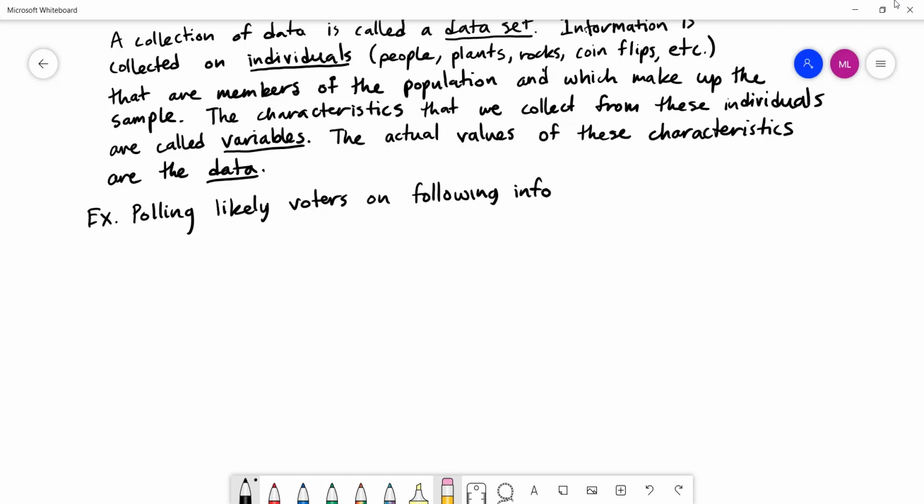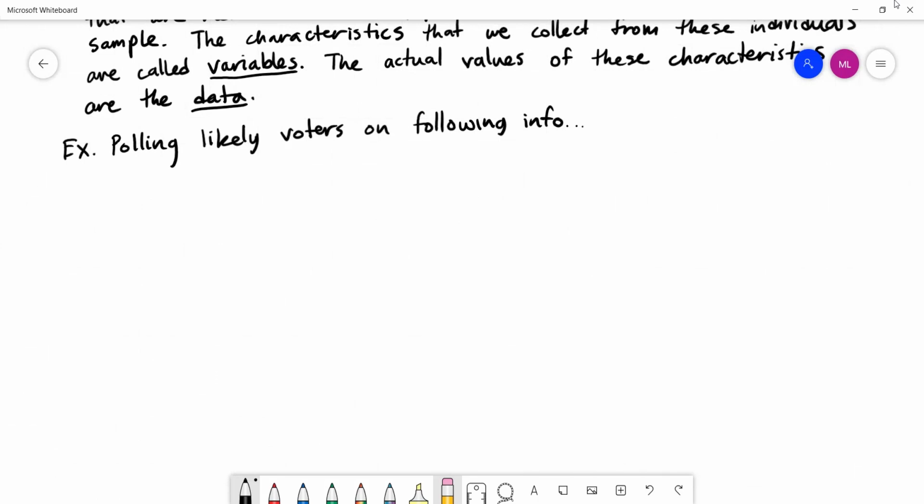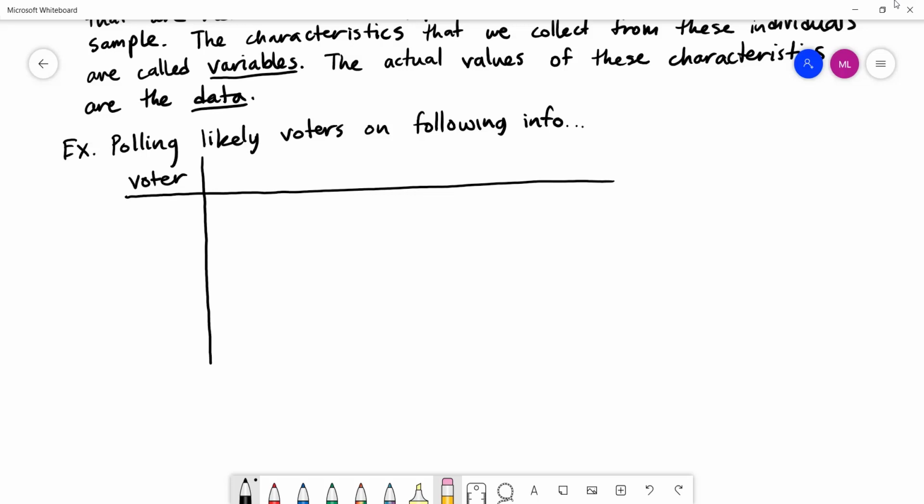So maybe we collect our data and put it into the following table. We have the voter, and we typically could either collect their actual names, or maybe in this case we want it to be anonymous, so we'll just assign them numbers. Here's the first person we talked to, the second person, the third person, fourth person, fifth person, sixth person, and so on. We'll ask for their party affiliation.